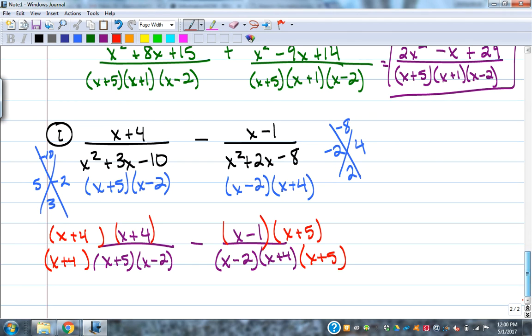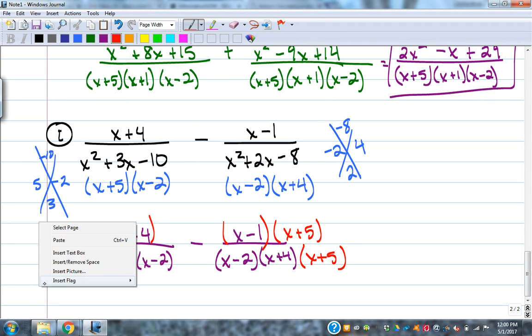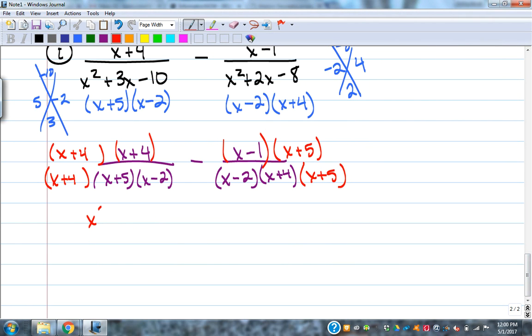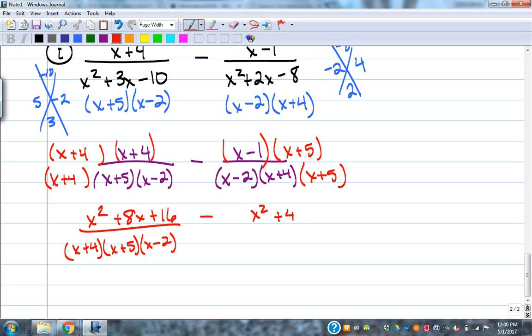All right. So multiply out the numerators. X plus 4 times x plus 4. That'd be x squared plus 8x plus 16, plus 4, x plus 5, x minus 2, minus, and then I'm multiplying this one out. X times x is x squared plus 4x minus 5. And then we've got x plus 4, x plus 5, x minus 2. And then I'm combining like terms by subtraction.